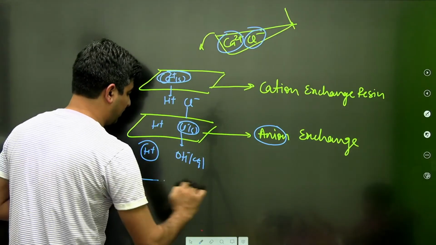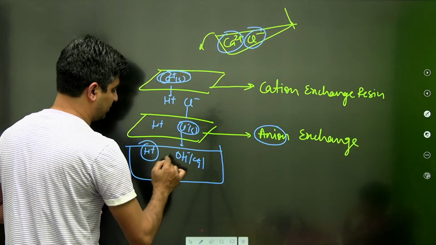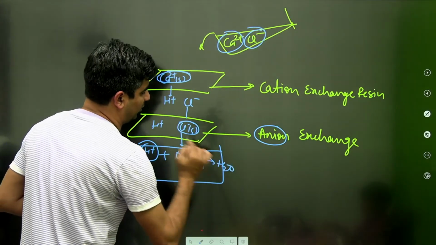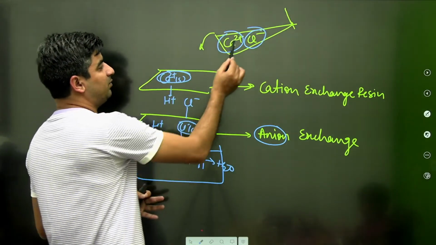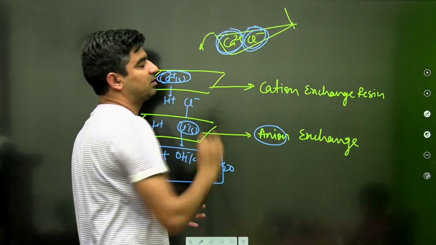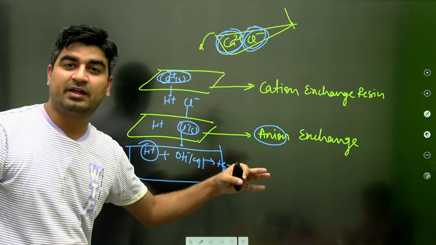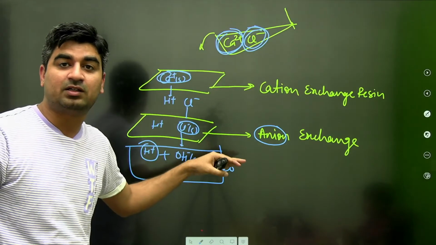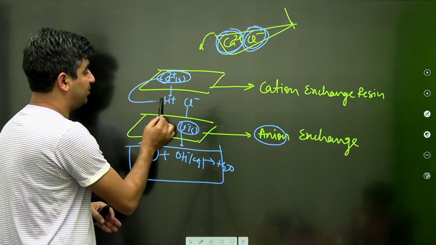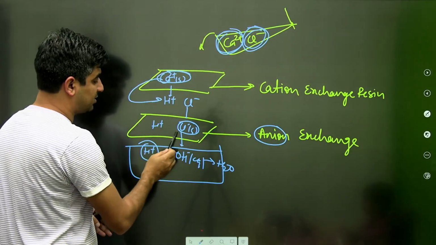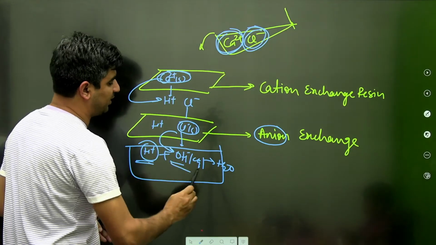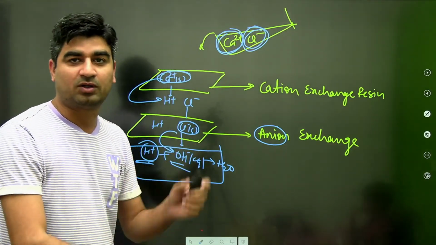So when we get H plus and OH minus, they will react and form pure water. In this way we can remove Ca2 plus and chloride. So we are replacing the cation in one step and the anion in another: the cation is replaced by H plus, the anion is replaced by OH minus, and H plus and OH minus react to form water.